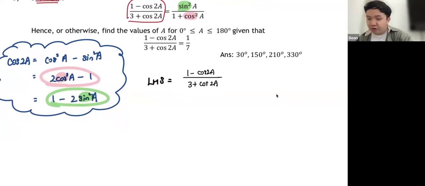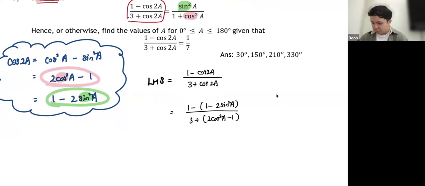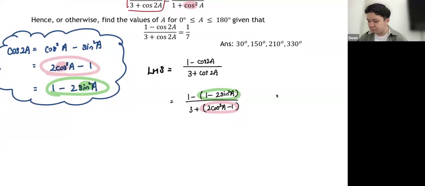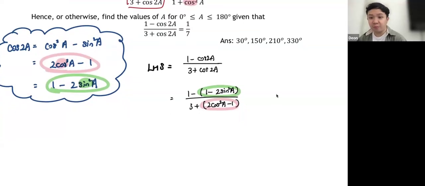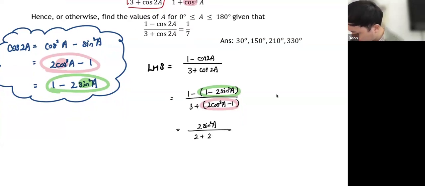I'm going to use the green one for the top and the pink one for the bottom. So this is 1 minus 2 sine square a over 3 plus 2 cosine square a minus 1. I'm going to skip some steps. I'm just going to expand and deal with the negative together. So this is 2 sine square a over 2 plus 2 cosine square a.